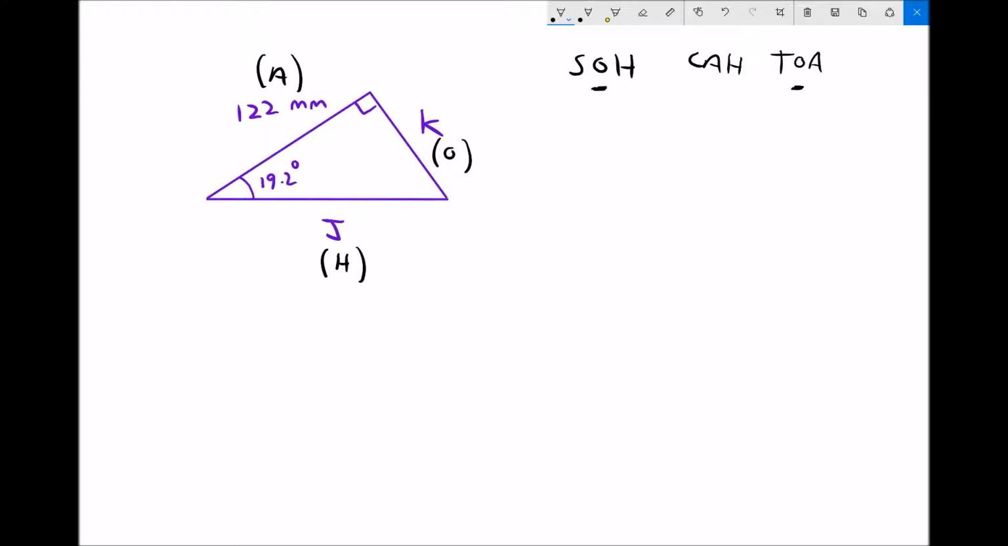The issue this time is that I only know the length of the adjacent and not the length of the hypotenuse. So knowing the length of the adjacent means I'm going to use this equation here, TOA. Well, TOA states that tan theta equals opposite over adjacent. And this time I'm trying to find the opposite. Well, to get O on its own, I'm going to times each side by A this time.